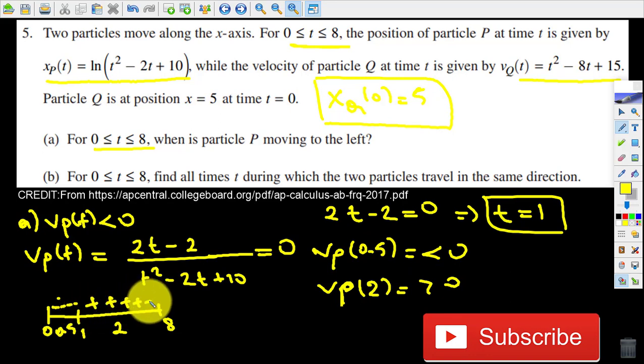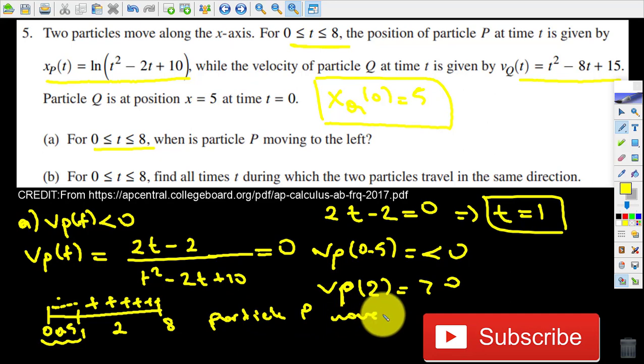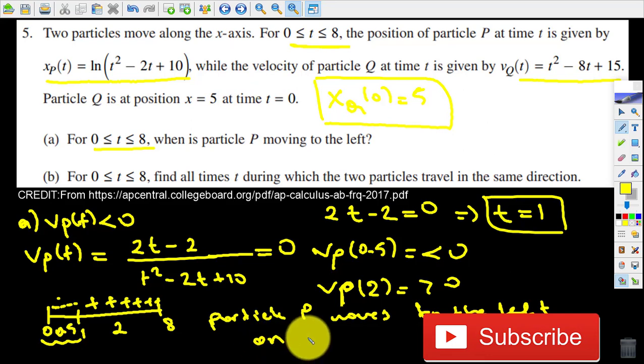So the particle's velocity between 0 and 1 is negative. Right after 1, it becomes positive. So particle P is moving to the left on the time interval between 0 and 1. Particle P moves to the left on the time interval 0 less than t less than 1.